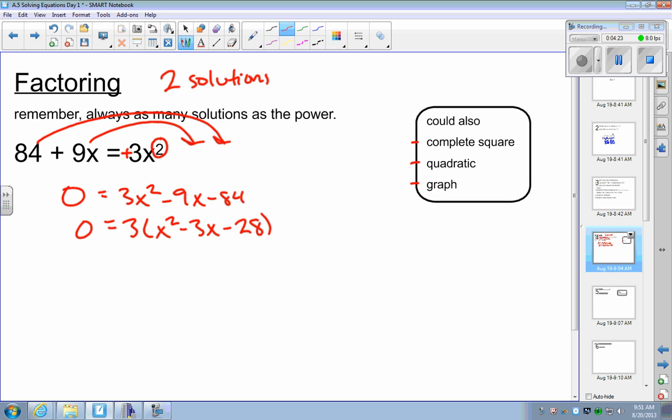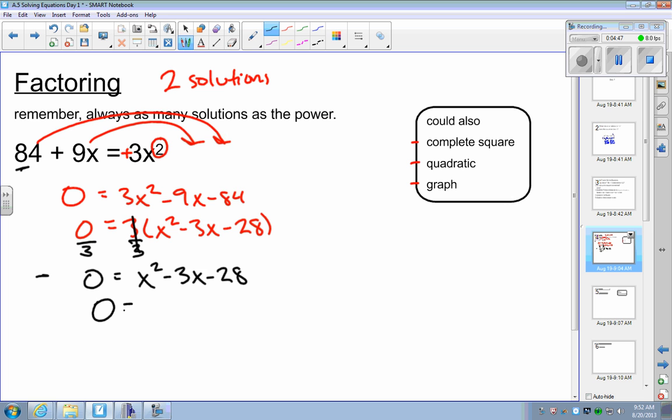Now, the 3 isn't going to provide any kind of solution. So if you want, you could technically divide these by 3. That would go away to a 1. This would just stay as a 0. If it was a 3x, it would provide a solution. So really the problem is just this. The same solutions for this one work for your original.